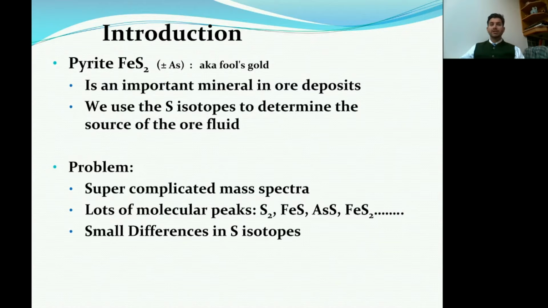The problem analytically is that it's a very complicated mass spectrum. Lots of different elements are present here beyond just Fe and S. There's lots of molecular peaks as well, and we're looking for really small differences in the sulfur isotopes.